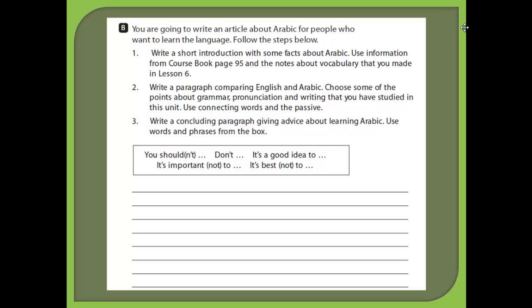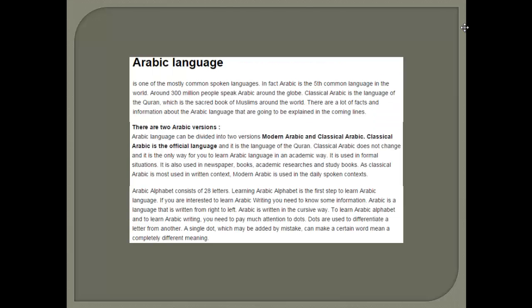Write a paragraph comparing English and Arabic. Choose some of the points about grammar, pronunciation, and writing that you have studied in this unit. Use connecting words and the passive. Number 3. Write a concluding paragraph giving advice about learning Arabic. Use words and phrases from the books. You should or you shouldn't, don't, it's a good idea, it's important to do or not to do something, it's best or it's best not to do something.